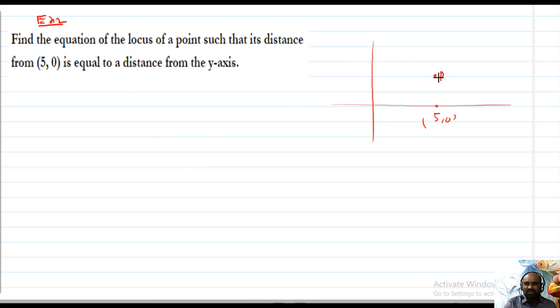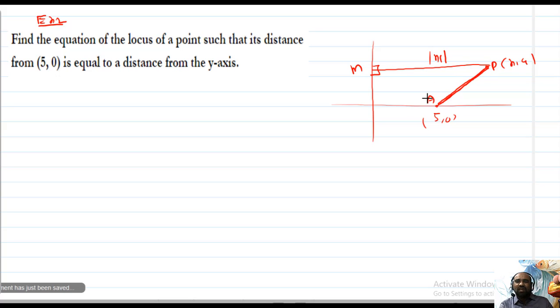Now on this plane a point is moving under some conditions. Let P be one such point, say (x1, y1). What is the condition? The distance from (5, 0) to P is equal to the distance from P to the y-axis. Say this is A, and this is M. Indirectly it is given that PA equal to PM.